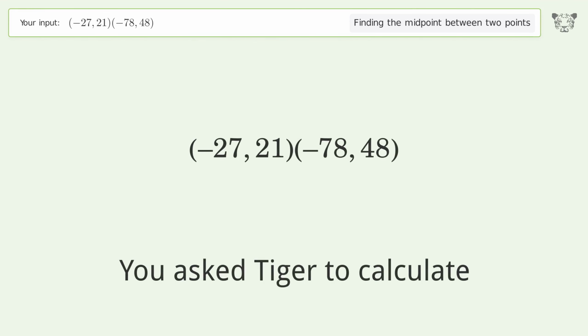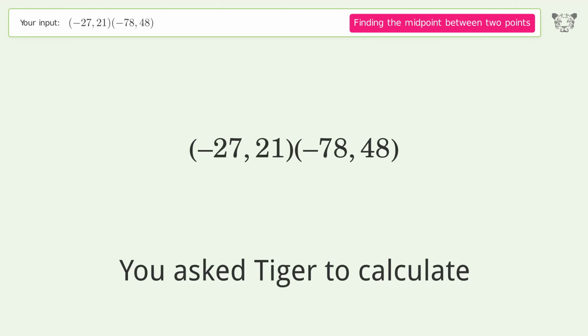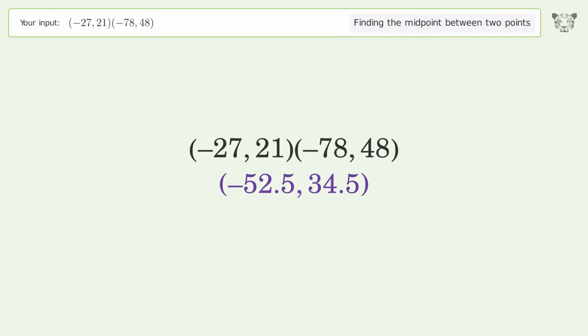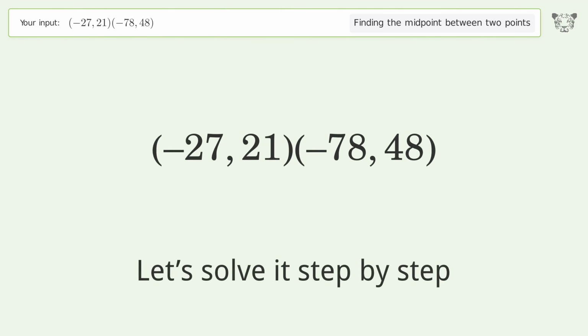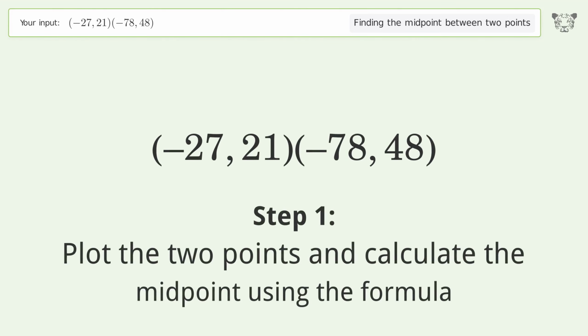You ask Tiger to calculate. This deals with finding the midpoint between 2 points. The midpoint between the 2 points is negative 52.5, 34.5. Let's solve it step by step. Plot the 2 points and calculate the midpoint using the formula.